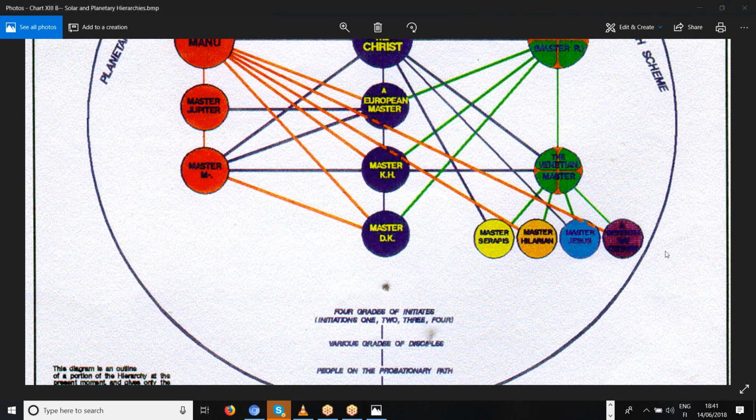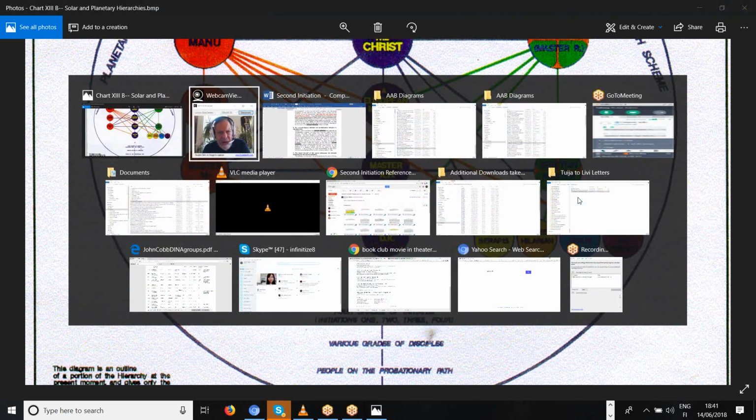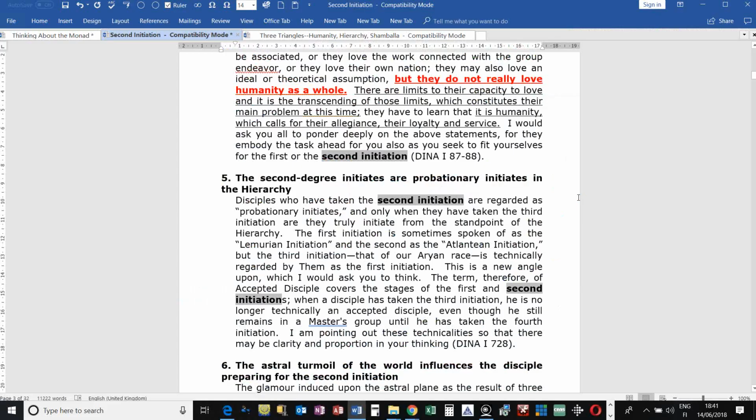The law of correspondence is very important, but we can't get simply caught in the mental work of seeking out the correspondences. So disciples who have taken the second initiation are regarded as probationary initiates, whereas those before the first initiation are regarded as probationary disciples.